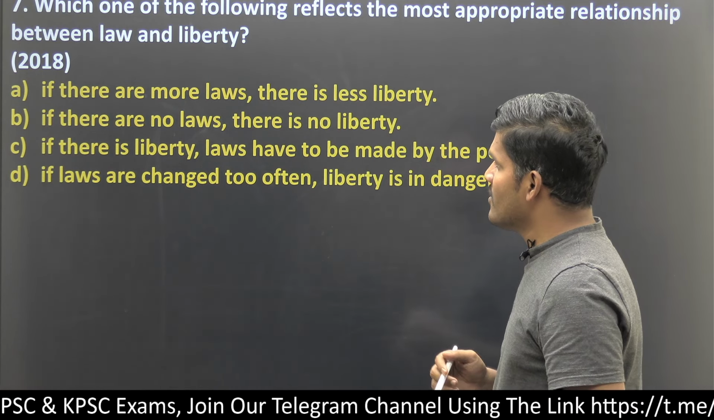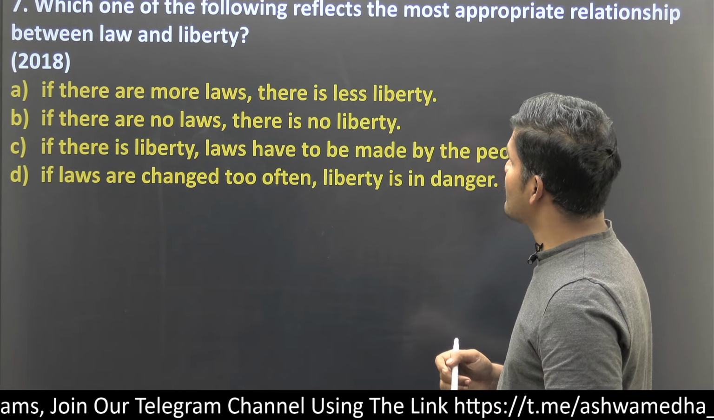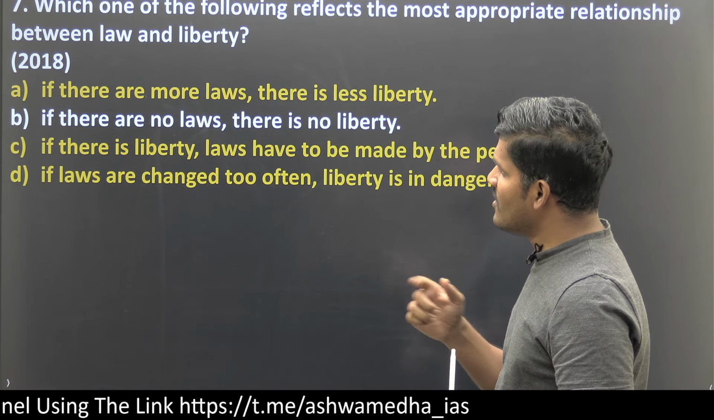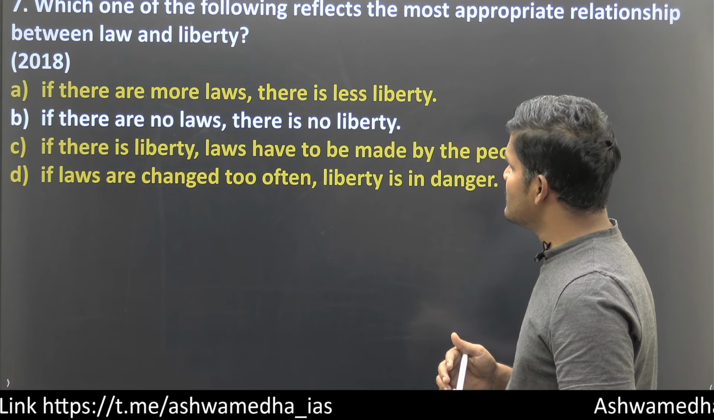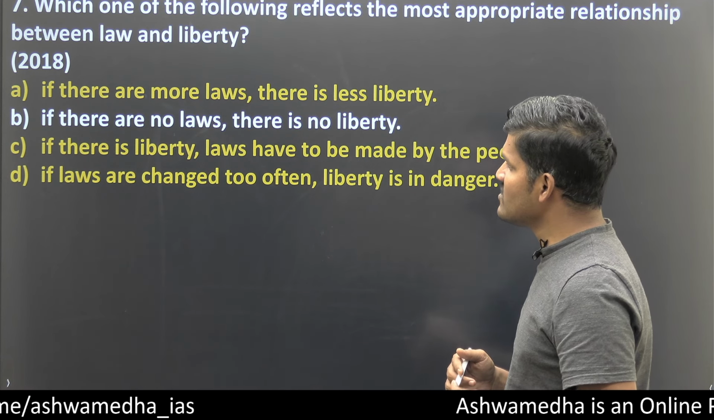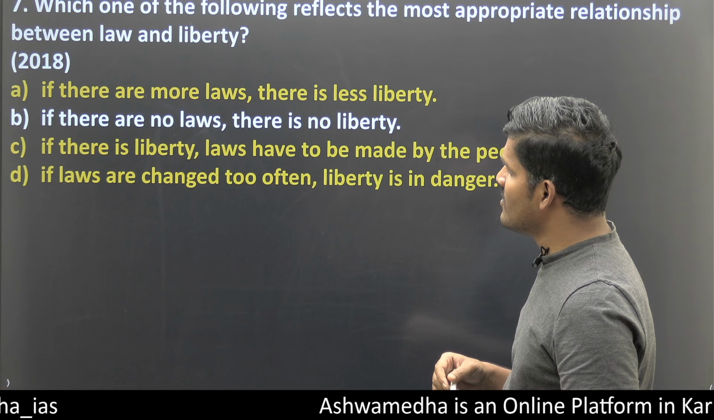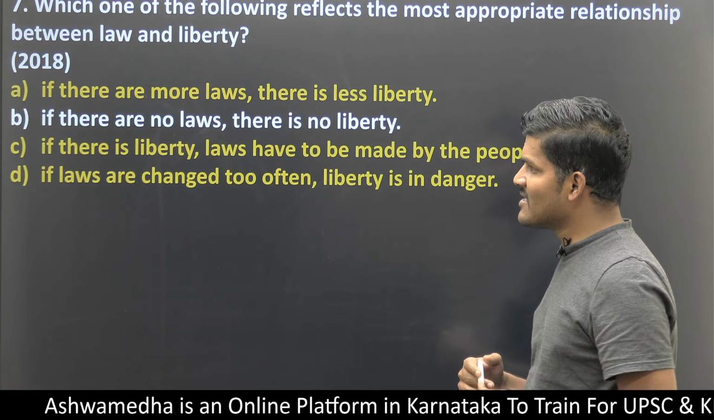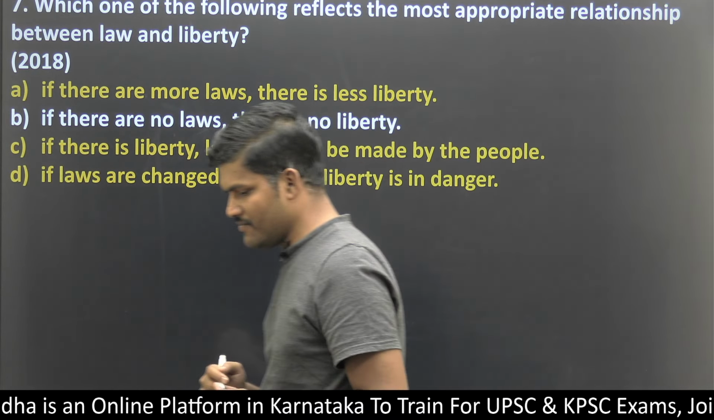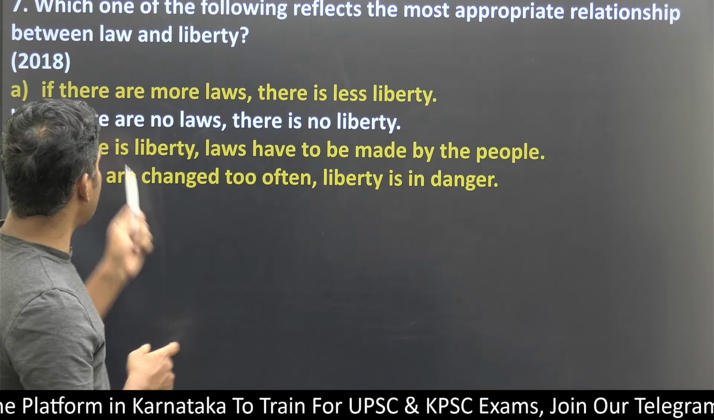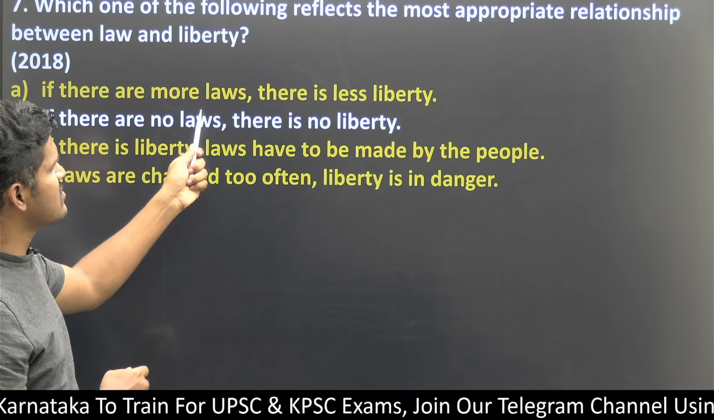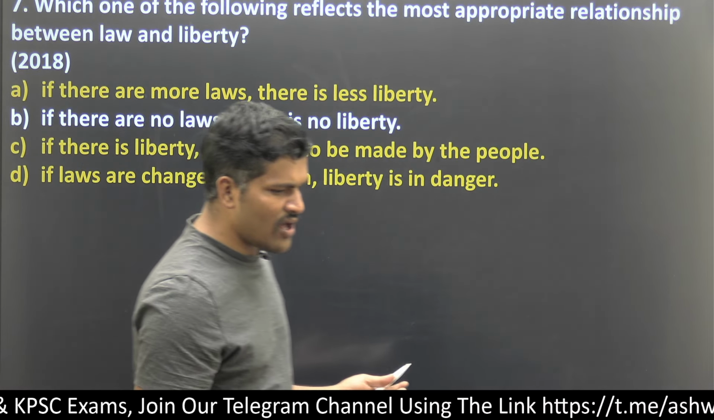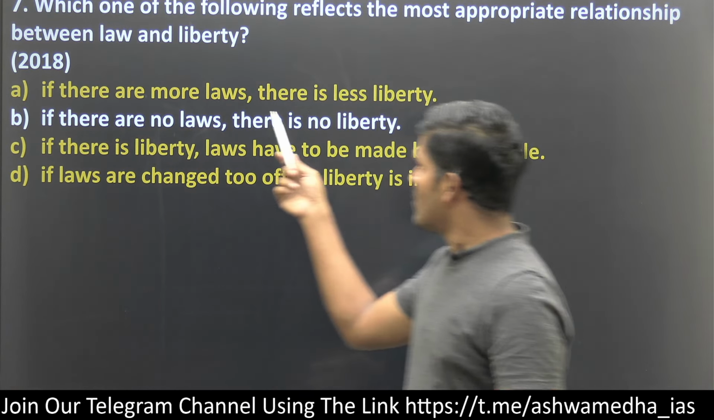The question is all about which one of the following reflects the most appropriate relationship between the law and liberty. Here, if there are more laws, there is less liberty. If there are no laws, there is no liberty. If there is liberty, laws have to be made by the people. Option A: if there are more laws, there is less liberty. No.